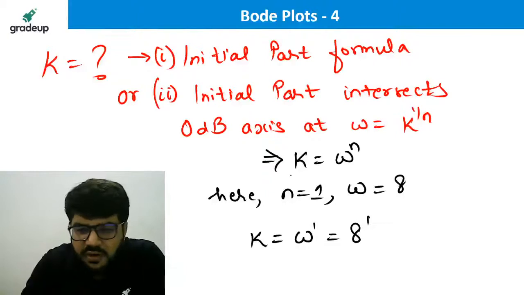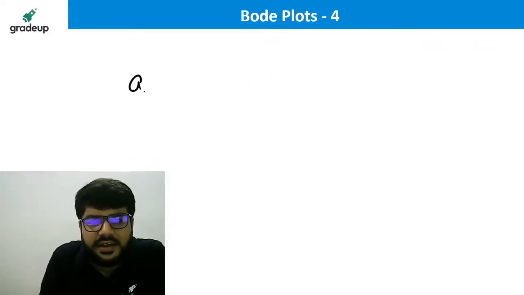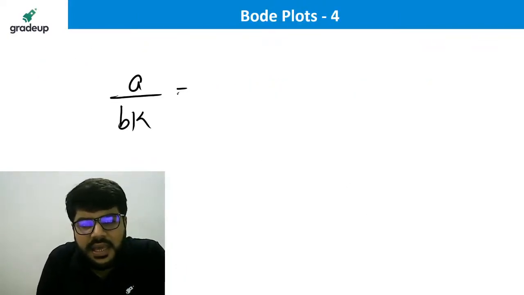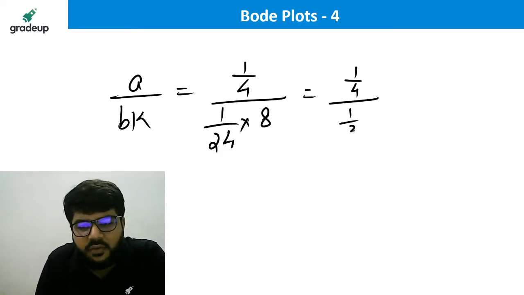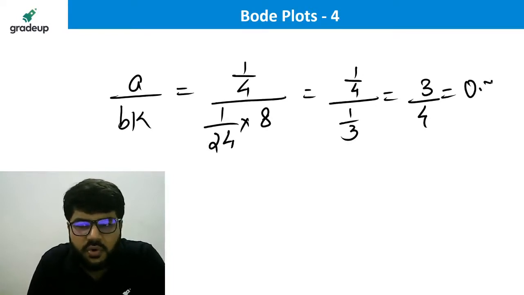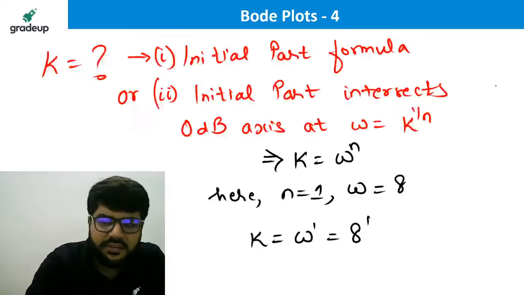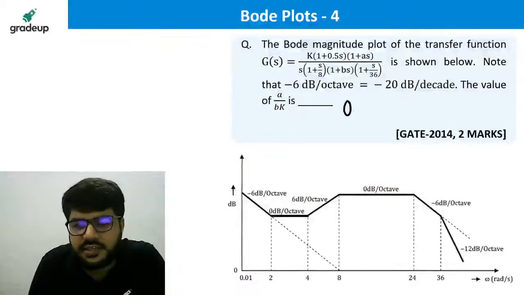So what is the value of a by bk? I need the value of a divided by bk. a is 1 by 4, b is 1 by 24, k is equal to 8. So 1 by 4 divided by 8 by 24 is 1 by 3. So solving it is 3 by 4, which is 0.75. Go and fill the answer.